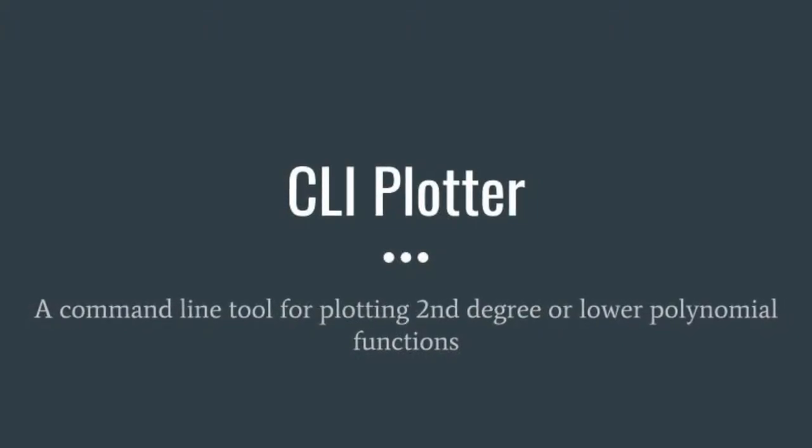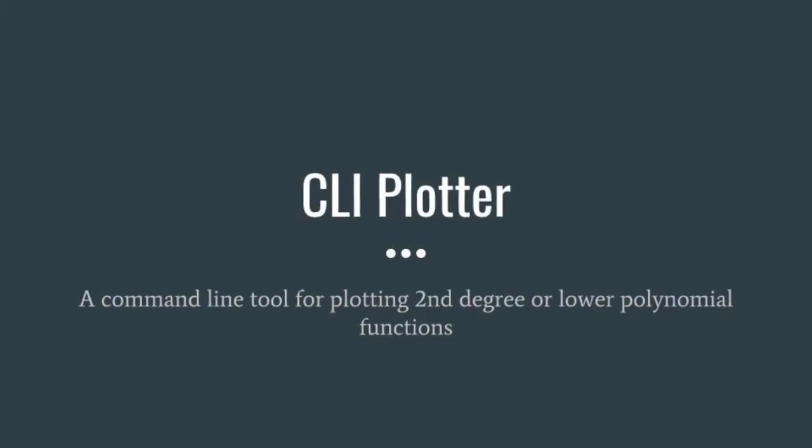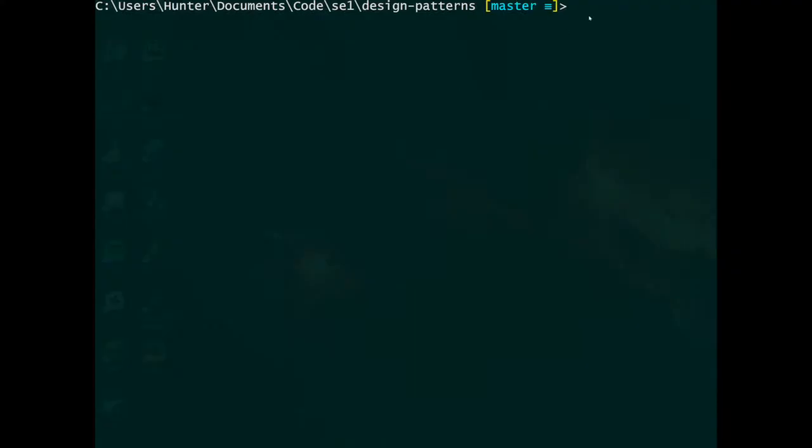CLI Plotter is a Python program which implements numpy and matplotlib to plot polynomial functions through a simple-to-use command line interface. This program will plot a polynomial function up to second degree and create a .png file of the graph. When it is run through the command line, the program will ask the user for the values of the square, linear, and constant coefficients. If the desired equation does not have a square or linear coefficient, the user should enter 0 when asked for these values.